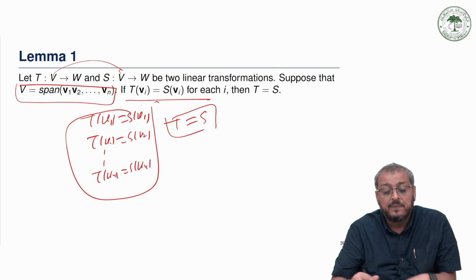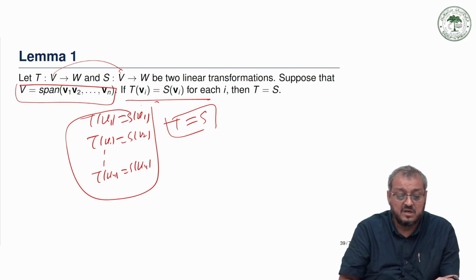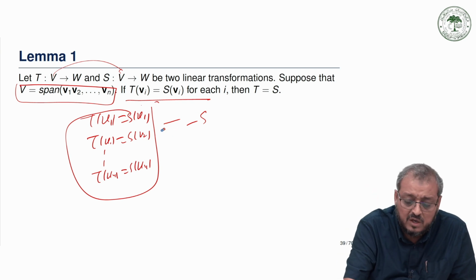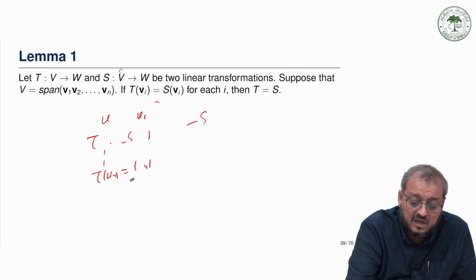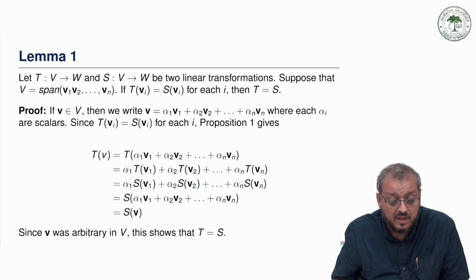So this way the transformation can be simplified. This result is very important. In this case we just have to take T of Vi equal to S of Vi, and check. Let us try to prove this result, and then stop before the next result. Okay, so here is the proof.